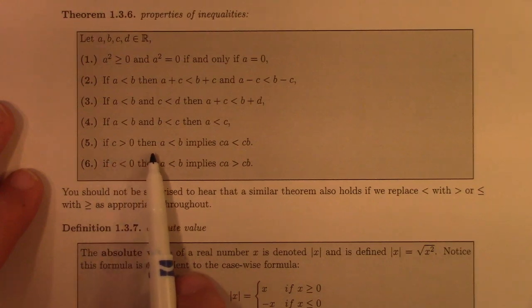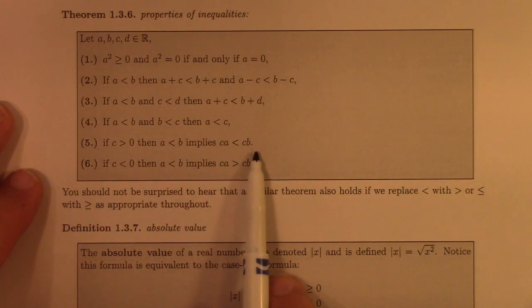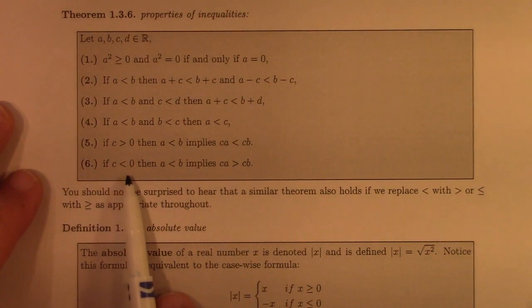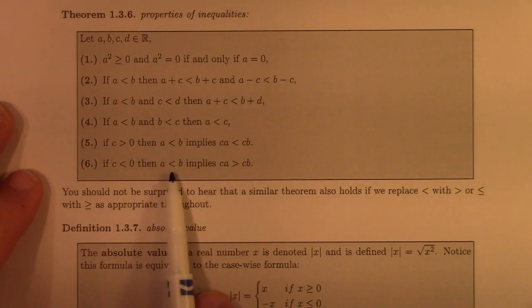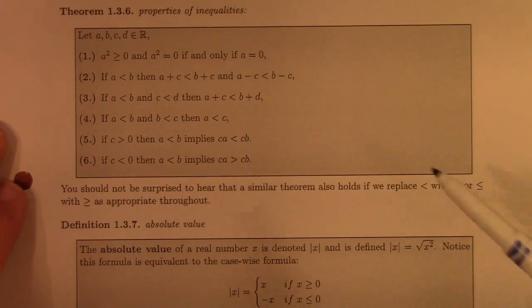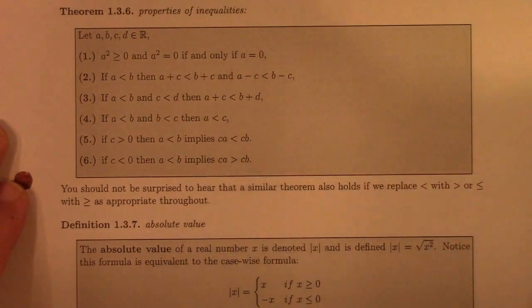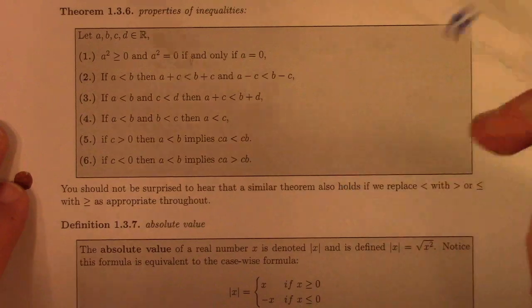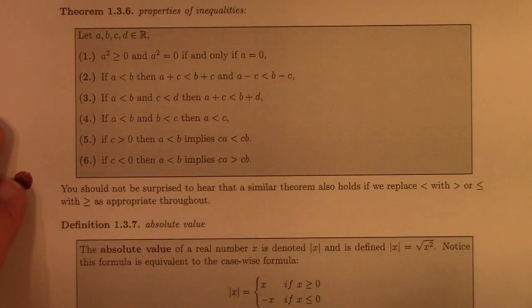If you've got a positive constant, you multiply by an inequality, it maintains the inequality, but this one will get you if you're not watching. If you have a negative number, you multiply an inequality, it flips it around, right? We go from less than to greater than, all right? And of course, these things are also true if you replace less than with greater than, or the less than or equal to or greater than or equal to as appropriate.